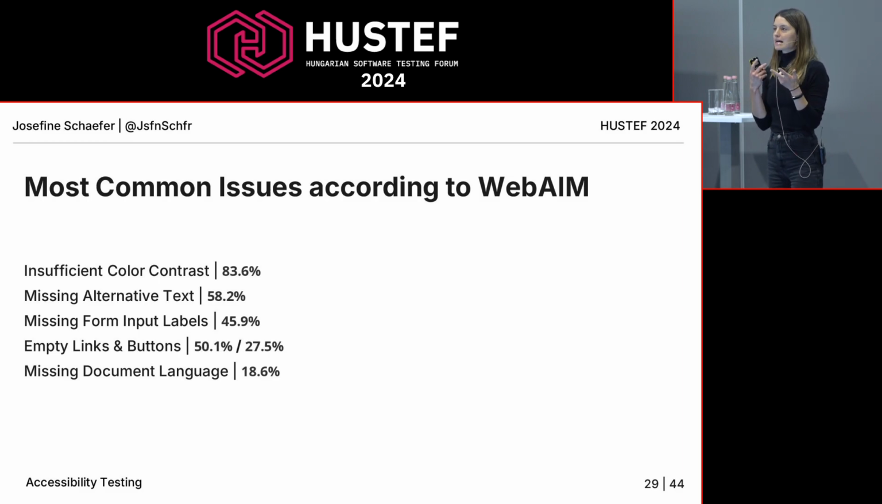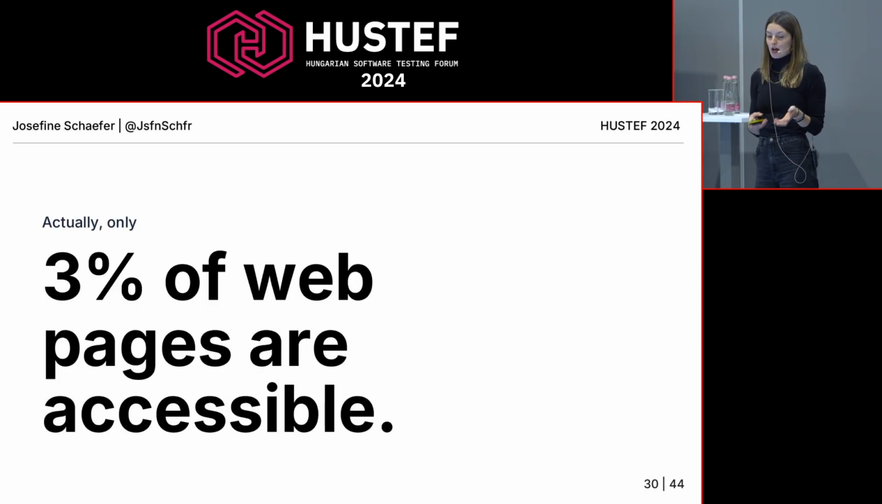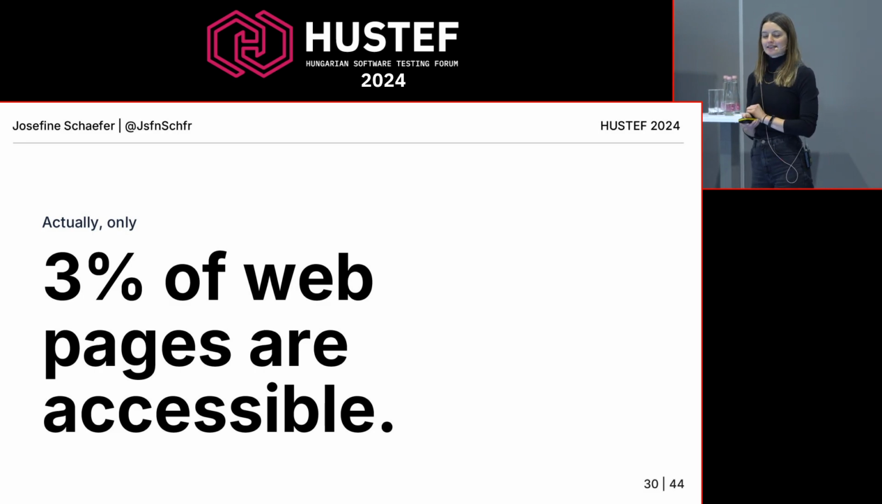Missing form inputs, empty links and buttons also happen a lot, and so does the missing document language. Now if you look at these things, you might say that doesn't sound super complicated. Why are we not tackling this? But it's so widely spread. And there are tools that we can use to find these things and potentially fix them. Only 3% of the web pages they found in this report are accessible. So I feel like we as a community can do better and tackle this.